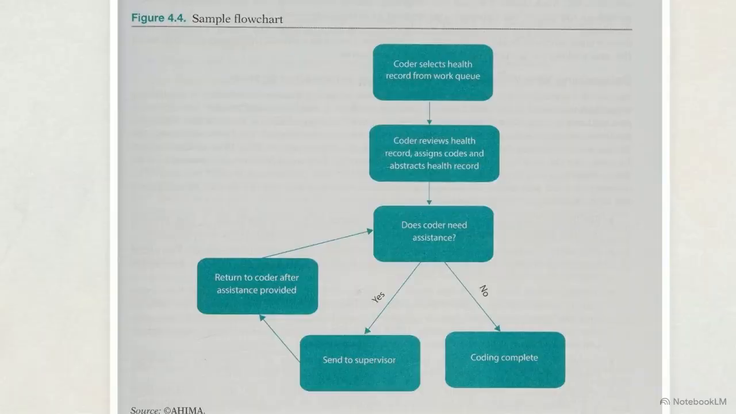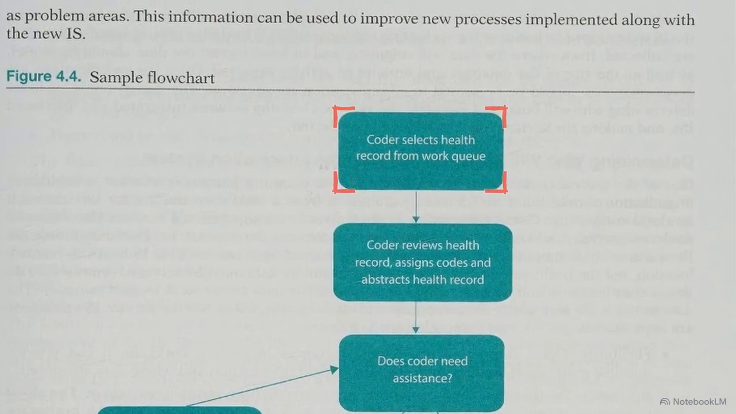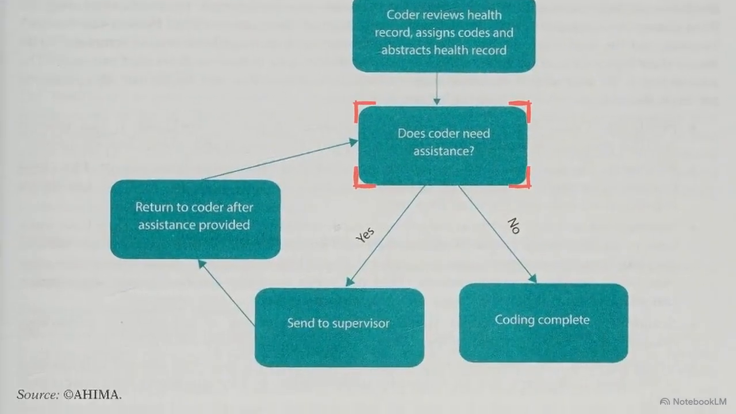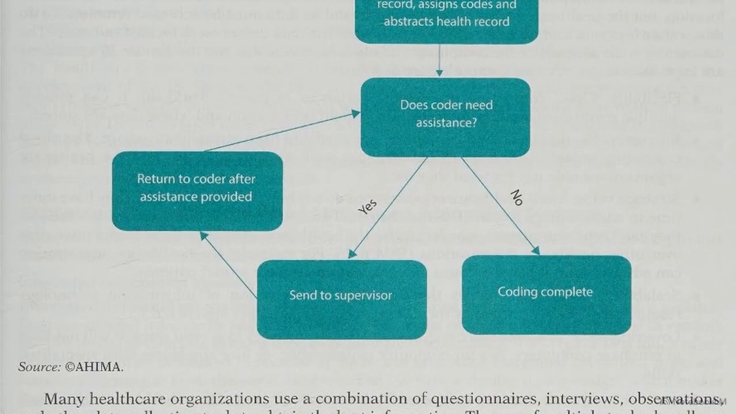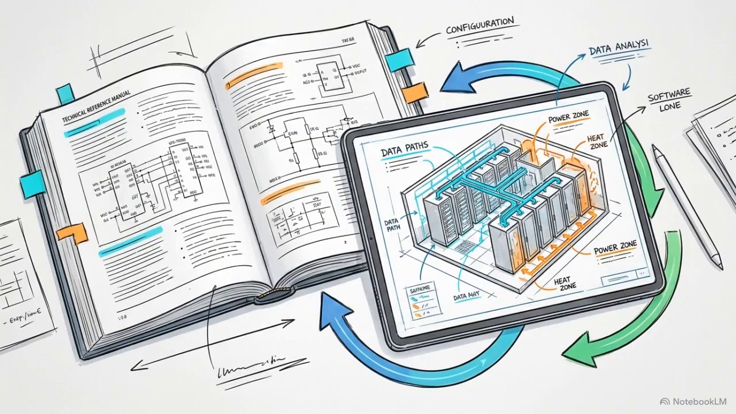This flowchart illustrates how those validated workflows are mapped out. By visualizing standardized steps, like a coder selecting and reviewing a health record, the project team identifies bottlenecks. Tracing these logic paths reveals exactly what the architecture of the new software must be capable of executing. Thorough systems analysis translates complex human clinical realities into objective, codifiable functional requirements. Those completed functional requirements dictate the final decisions made in the system design phase.